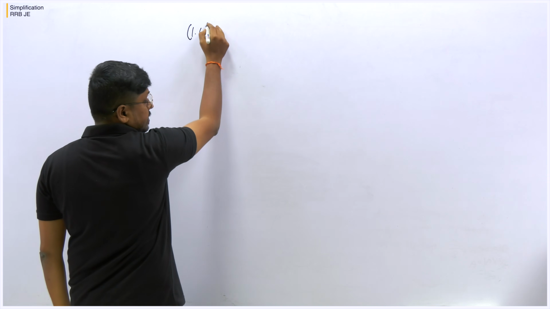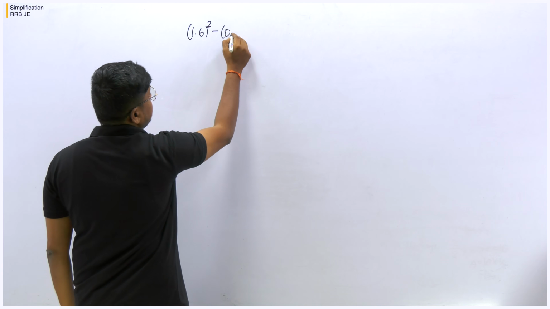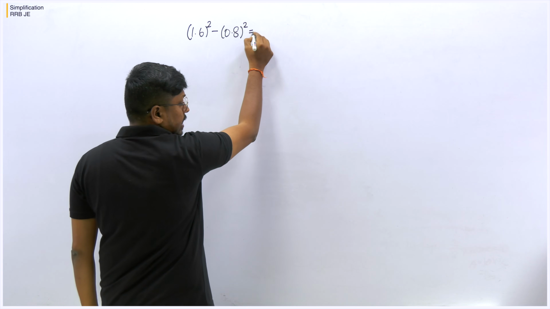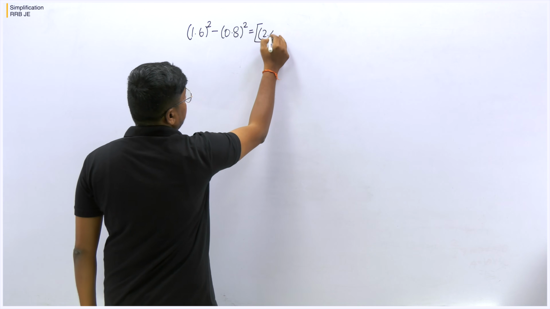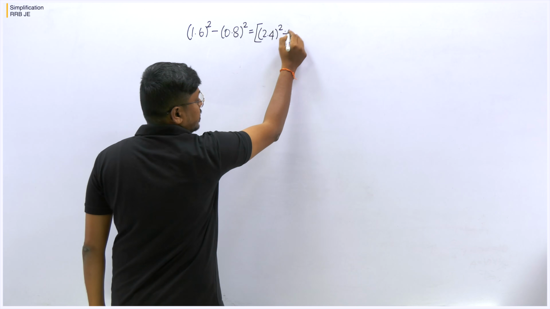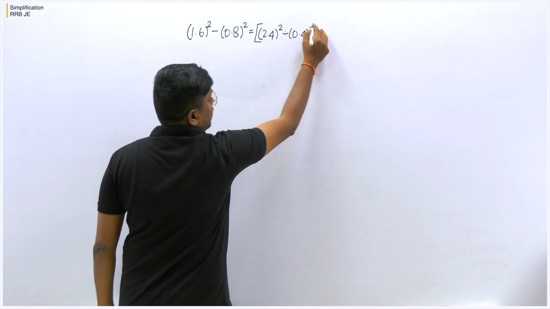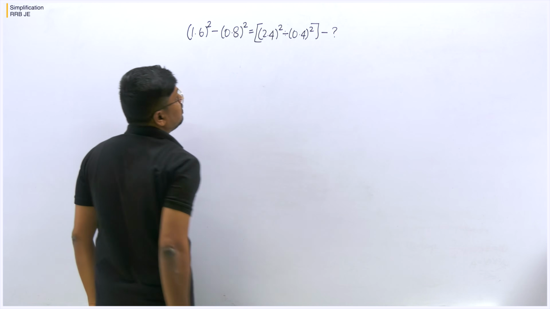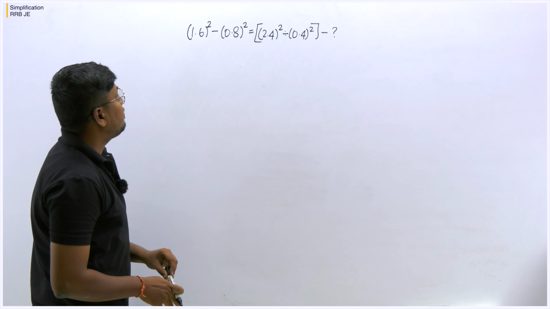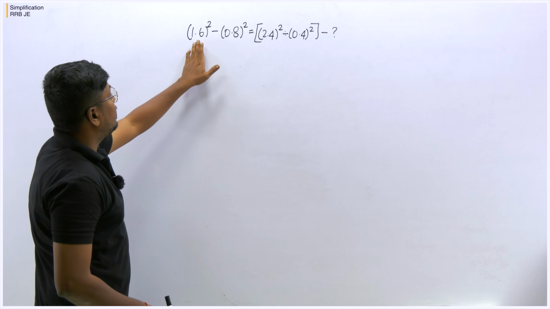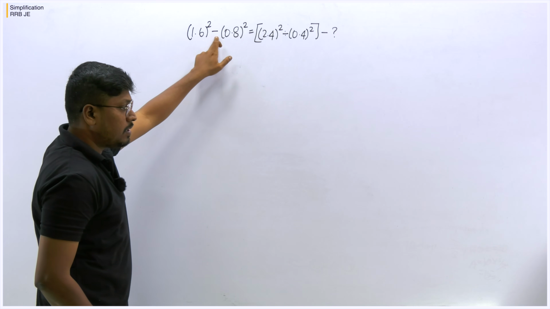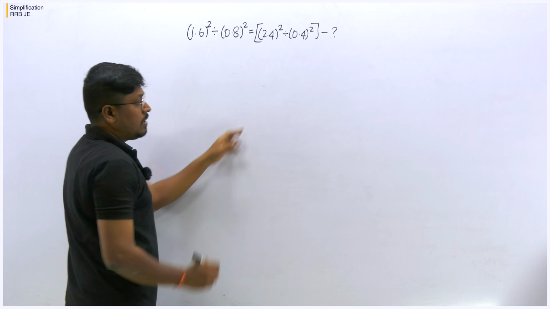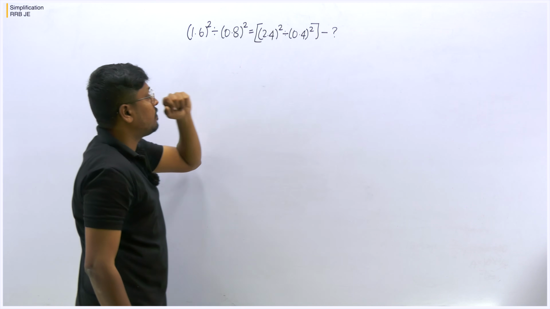So 1.6 whole square minus 0.8 the whole square is equal to, 2.4 whole square division 0.4 the whole square minus question mark, right? So this is the value they have given. Is it minus or division? It's division. Okay, so division. Here also we have division minus question mark, right?